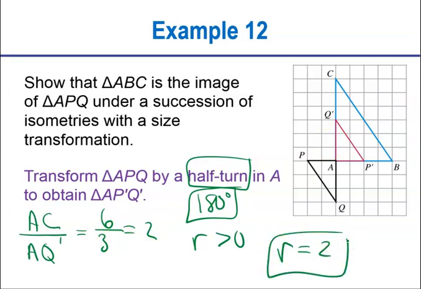But don't let that convince you. Go ahead and check the other one too. So we could say AB. We could take a look at AB over AP primed. Length of AB, 1, 2, 3, 4 over AP primed is 2 units long. Again, we get a scale factor of 2.